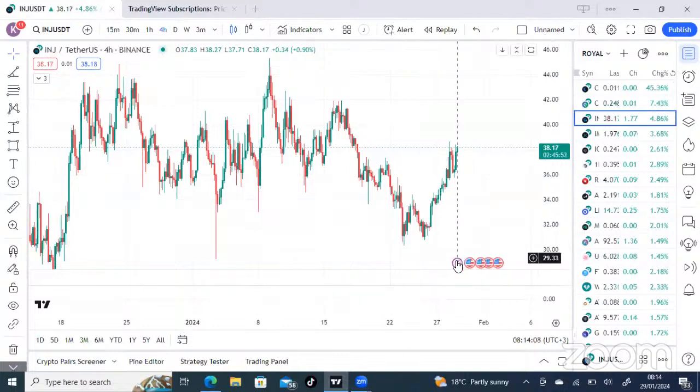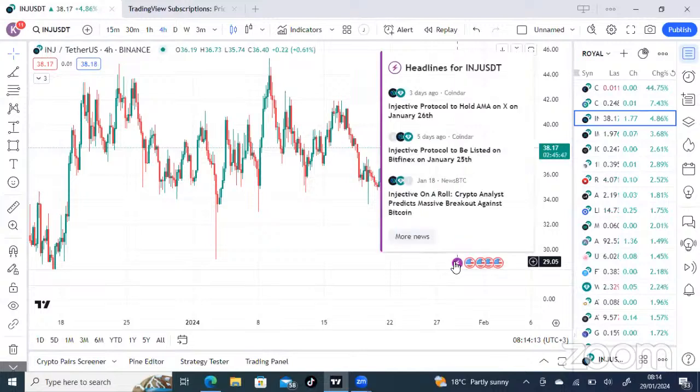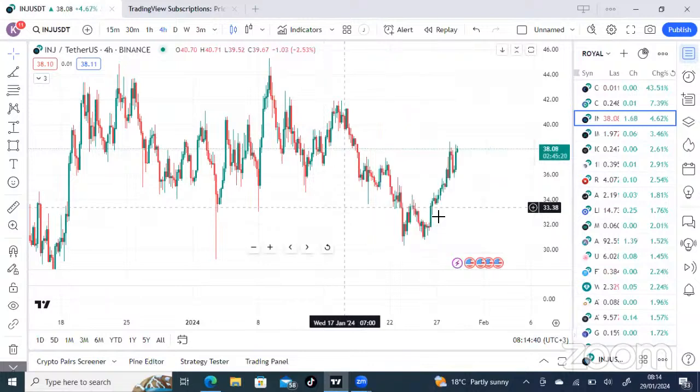And this is news, what is happening on this cryptocurrency, and that is fundamental analysis. Injective Protocol will hold a question and answer on X on 26th of January, which is a past date, the date is 29th. Injective Protocol is to be listed on Bitflex on 25th, which was a few days ago. Injective to enroll, crypto analysts predict massive. So these are news that are happening on the Injective Protocol.